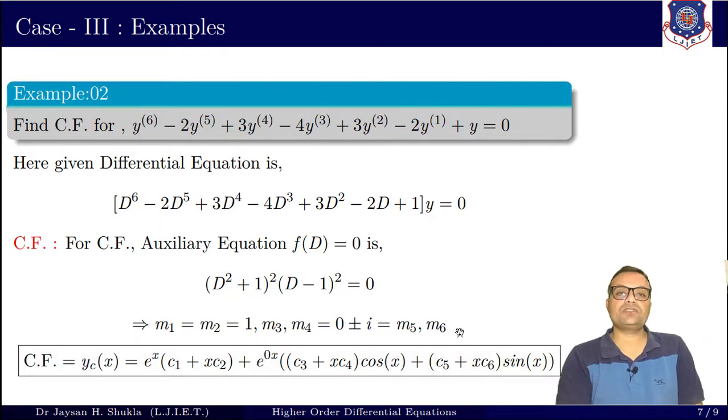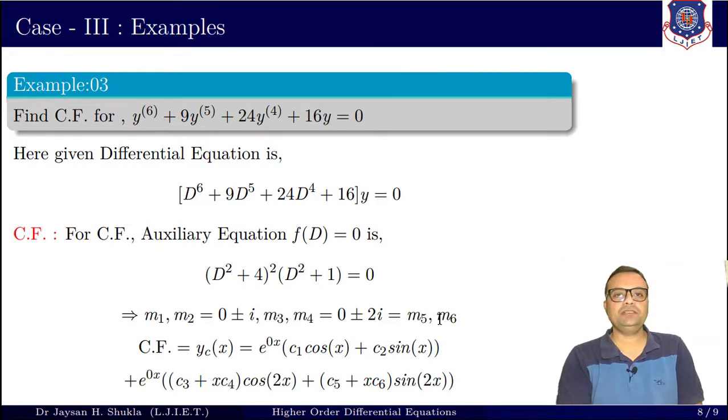Again, there is no rule that we always have to write the real roots first. You can take the first component for complex roots and write the second component for real roots. That is also valid, because all the constants c1, c2 up to c6 are arbitrary constants.